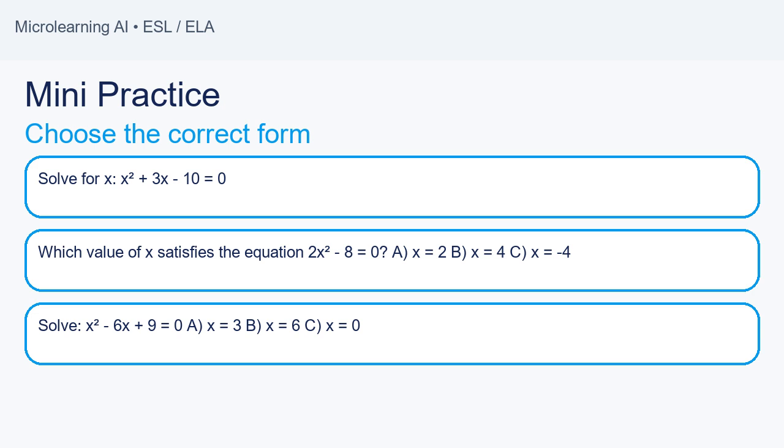2. Choose. Which value of x satisfies the equation 2x squared minus 8 equals 0? A. x equals 2. B. x equals 4. C. x equals negative 4. Answer B.